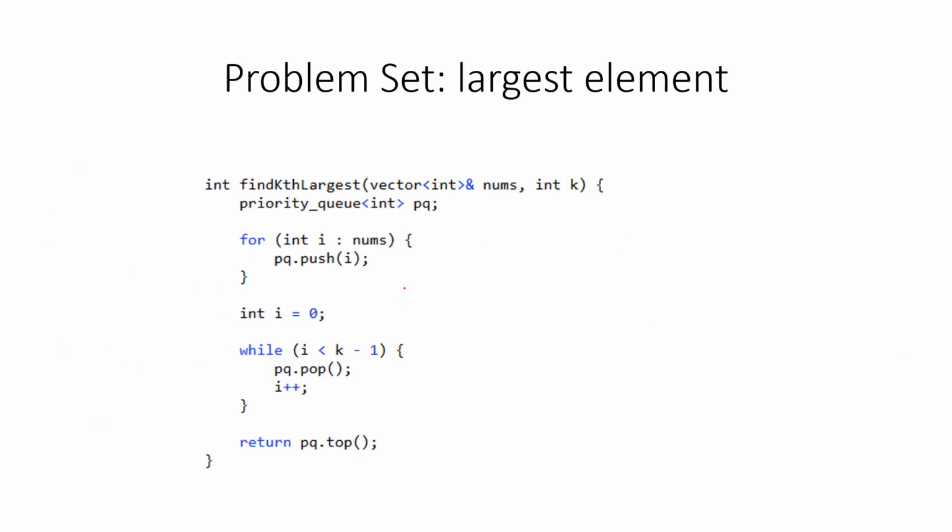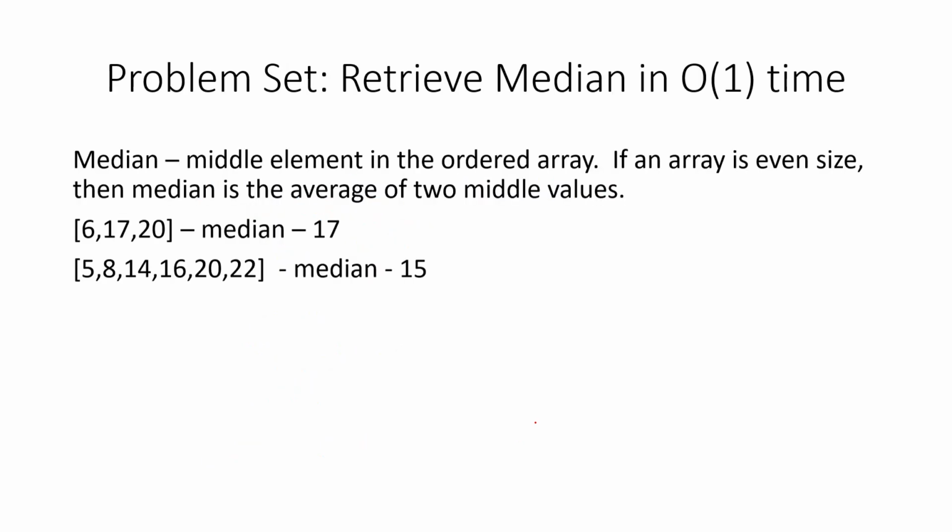Here is the implementation of the solution in C++ with the priority queue. So here you have the priority queue, you put elements into the priority queue, then you remove k minus 1 elements, then return the element which is on the top of your priority queue.